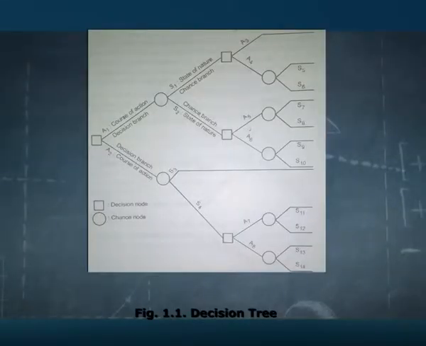First one, squares are used to represent decision points, which are referred to as decision nodes or decision forks. A decision node represents a point where a decision needs to be made in the process. Each branch from a decision node represents a possible course of action or a decision alternative.